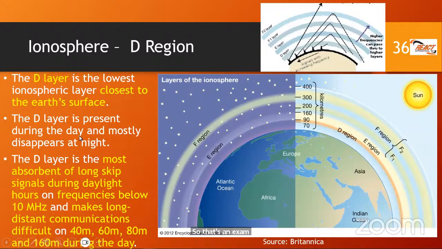So, okay, and we need to know for the exam that the D layer is the most absorbent of long skip signals during daylight hours. So this layer, the D layer, is what absorbs those frequencies below 10 megahertz. And it also makes long distance communication difficult on the 40, 60, 80, and 160 meter band during the day. So that's why on these frequencies, 40 to 160, hams tend not to use those very low frequencies during the daytime, because that D layer is absorbing those frequencies, right? Exam question.